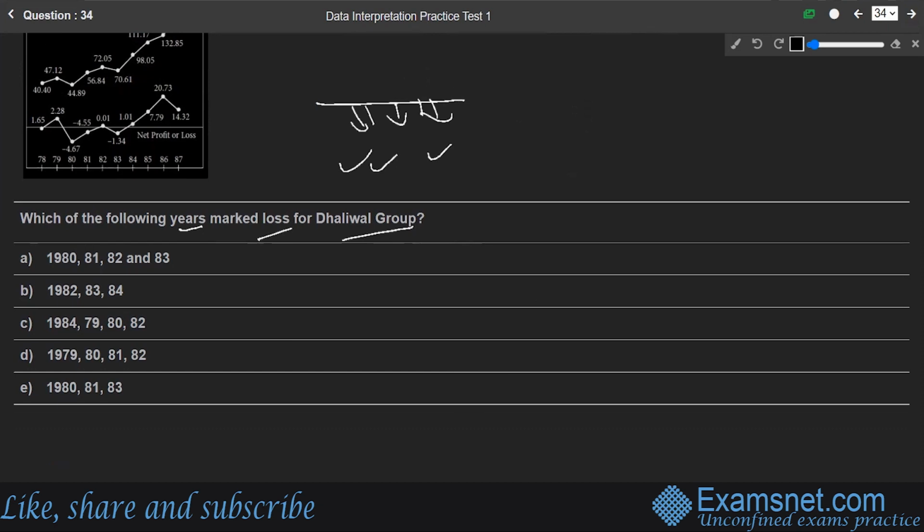If you see the options clearly, we can find out without seeing the options, from the graph also. Loss is here at 1980. Loss is here at 83. So we can see these 2 points, 80 and 83, and yes, 81 also. 81 is also below the line. So 80, 81 and 83 are the points which are below the line. So these are the loss years, which is available in option E, 1980, 81 and 83. That becomes the right answer.